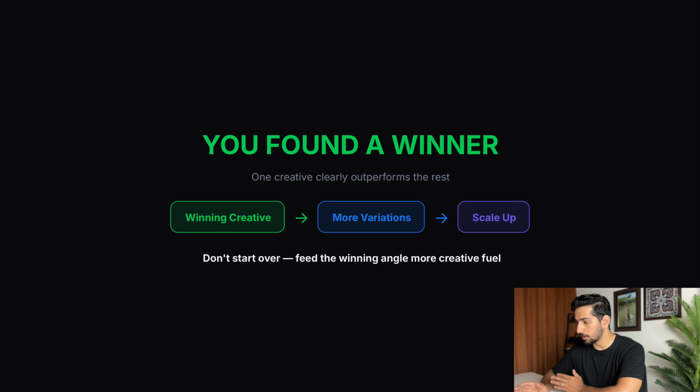But on the other hand, if one creative clearly outperforms the rest, that becomes your foundation. And then the next move is feeding Facebook more of that winning creative, more angles within that winning creative, more variations of that winner rather than starting from scratch. So that, ladies and gentlemen, is how you go about testing with a small budget. Just do exactly what I've told you and you are on the right path.